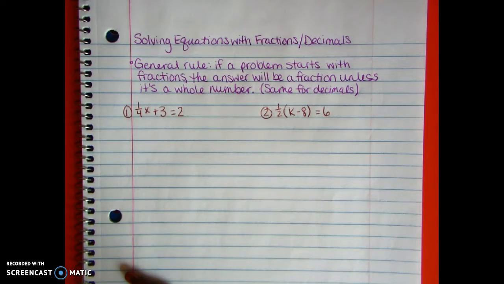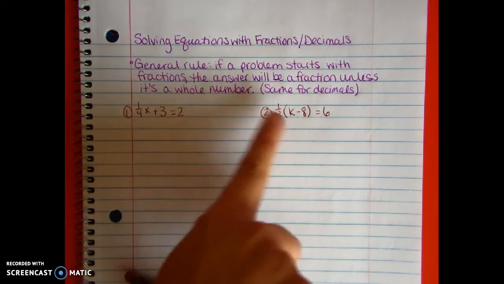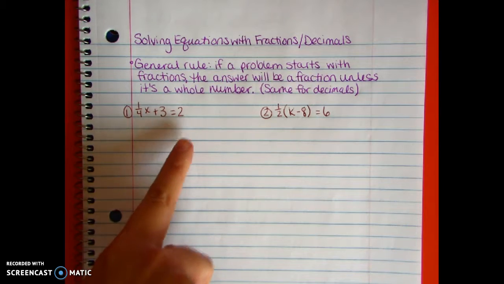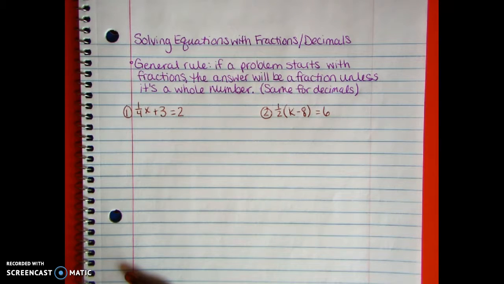Okay, before we begin, let me just go over the general rule. If a problem starts with fractions, your answer needs to be a fraction unless it's a whole number. So like these first two that I have written down here, unless the answer comes out to be a whole number, I need to write it as a fraction. And the same goes for decimals. And you'll see a few of those examples later on.